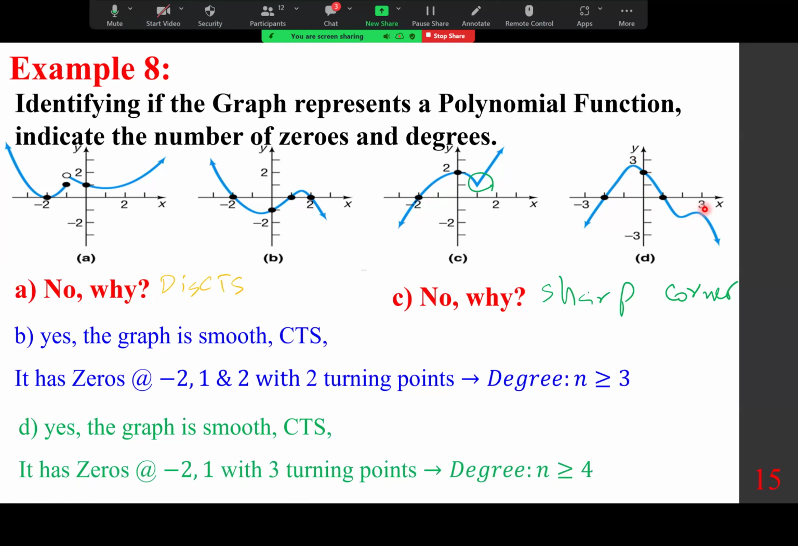So one more time. It has zeros at -2 and +1. There are 1, 2, 3. One short way of looking at it would be peaks and valleys. Peak, valley, peak. Okay, max, min, max. There are 3 of them, so the degree must be at least 3 plus 1 or 4.